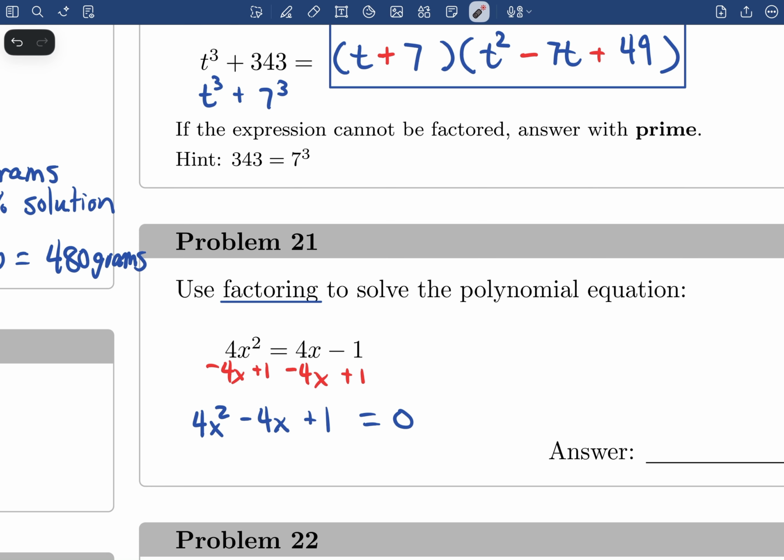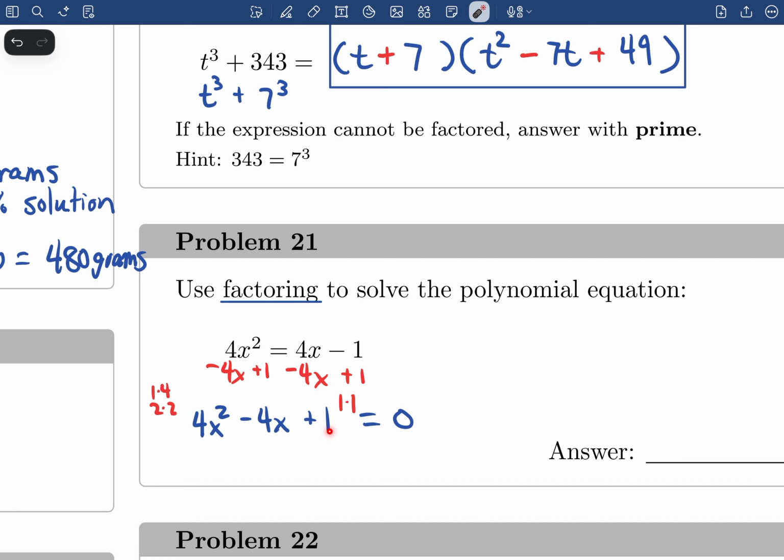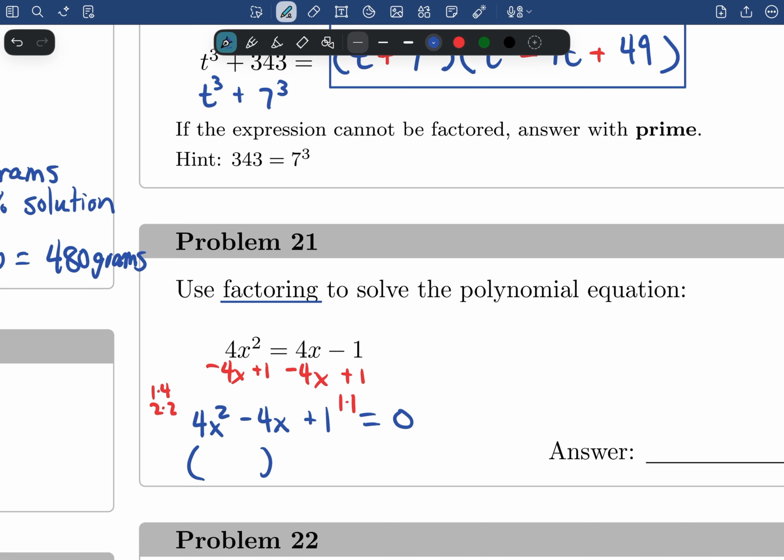And this trinomial has an a value greater than 1. And so I will list the factors of the a value, 1 and 4 and 2 and 2. And I will list the factors of the c value, which are just 1 and 1. Oh, that makes me really happy. The c value is 1. 1 times 1 is the only set of factors. Now, I'm going to create two binomials.